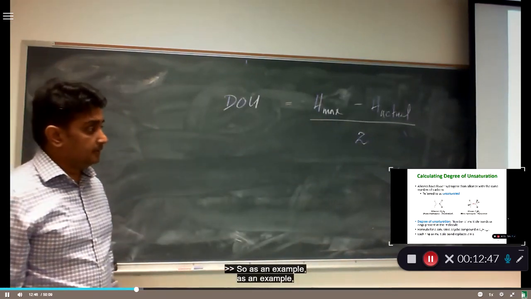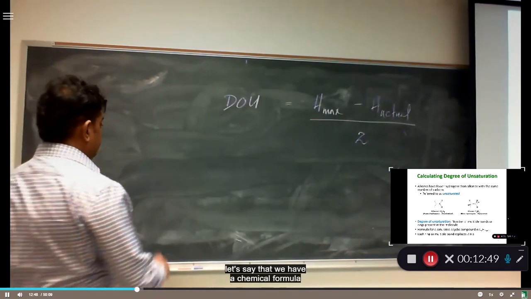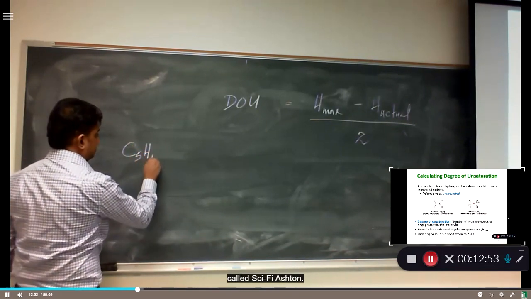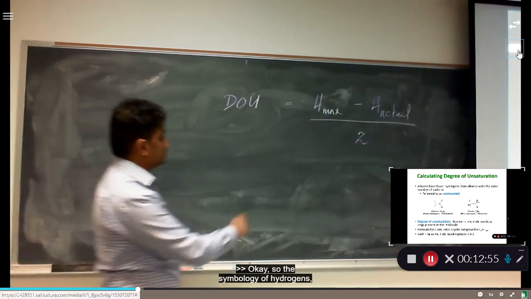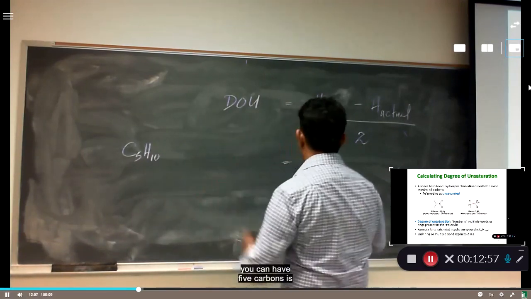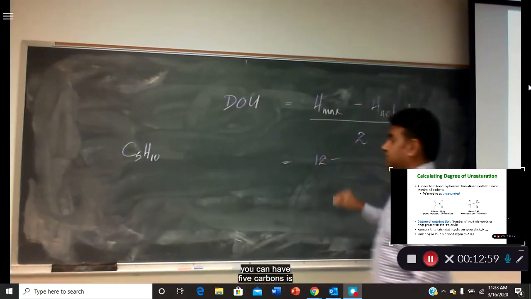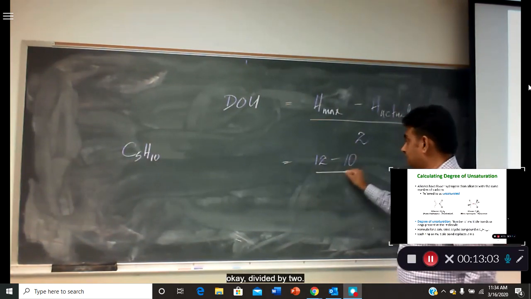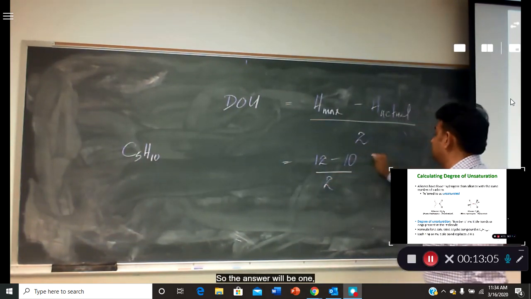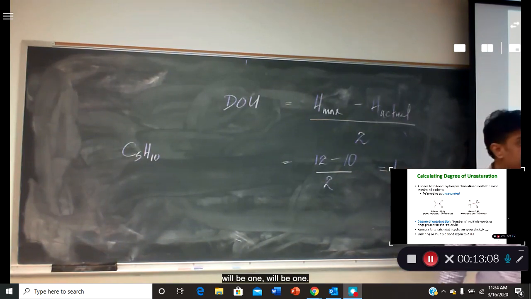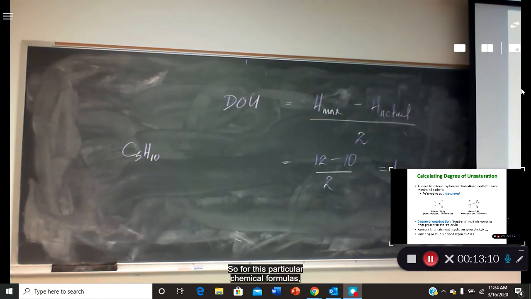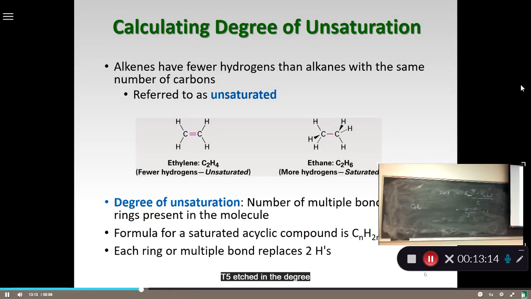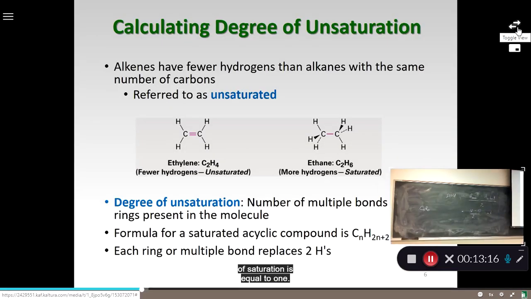So as an example, let's say that we have a chemical formula C5H10. The maximum amount of hydrogens you can have for 5 carbons is 12, and you actually have 10 hydrogens, divided by 2. So the answer will be 1. For this particular chemical formula C5H10, the degree of unsaturation is equal to 1.